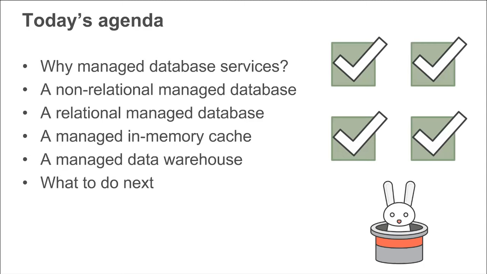We'll take a look at non-relational managed database through Amazon DynamoDB, relational managed database, which is our RDS platform, managed in-memory caching solution based on Redis and Memcached, which is our ElastiCache solution, and finally, a managed data warehouse solution that is our Redshift platform.